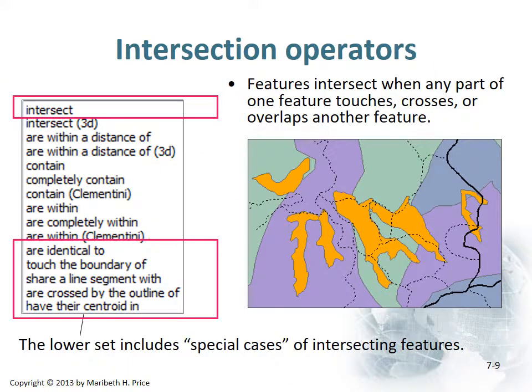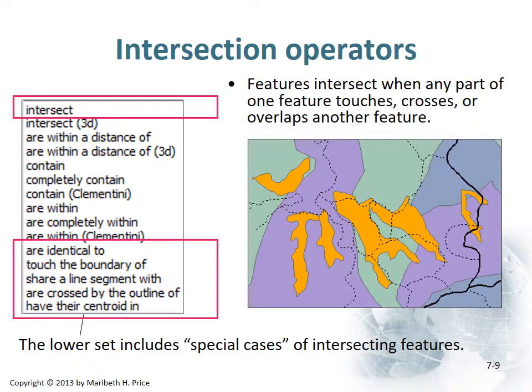Intersections occur, as we say here, when any part of one feature touches, crosses, or overlaps another feature, and that's the basic intersect tool. Lower on the choice of operators, we see a collection of what we call special cases of intersecting features, and the names of those tools should be fairly clear as to what they're doing. And if not, you can look up the ArcGIS help on select by location to get exactly what's going to happen with those particular tools.